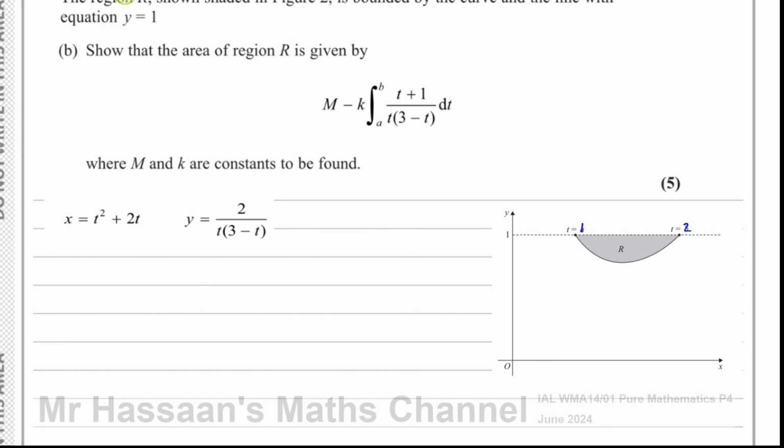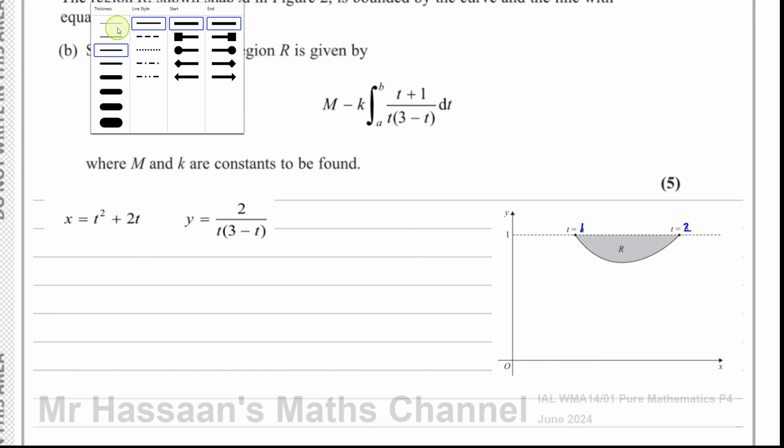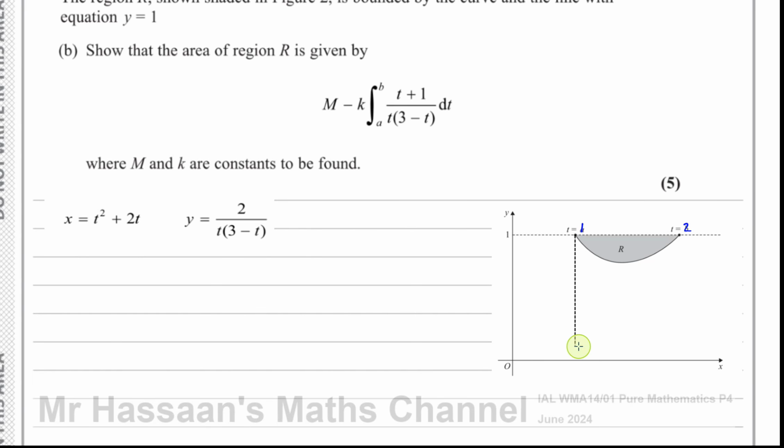Now, we know if we integrate a function between these x values, so this is like x1 and x2, we're going to get the area under the curve. So if we have y as some function of x, and we integrate it between these values of x, we will get this area.